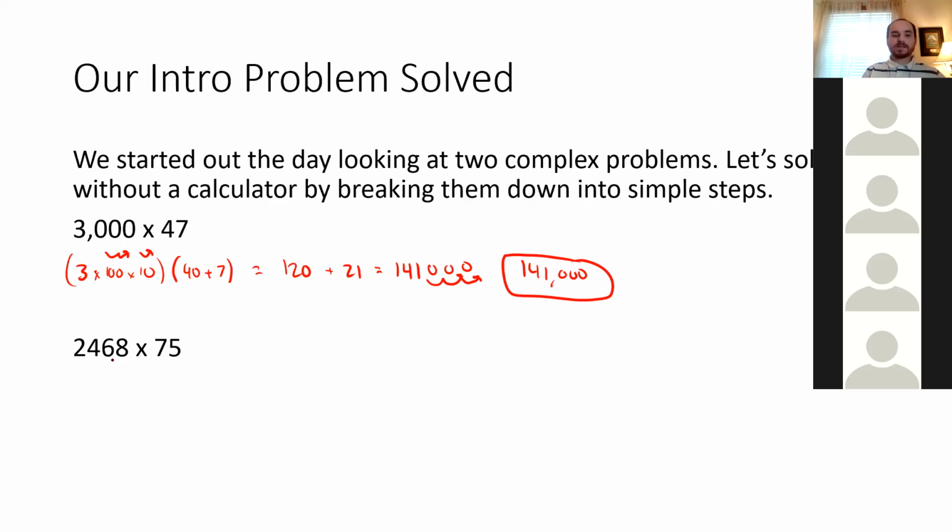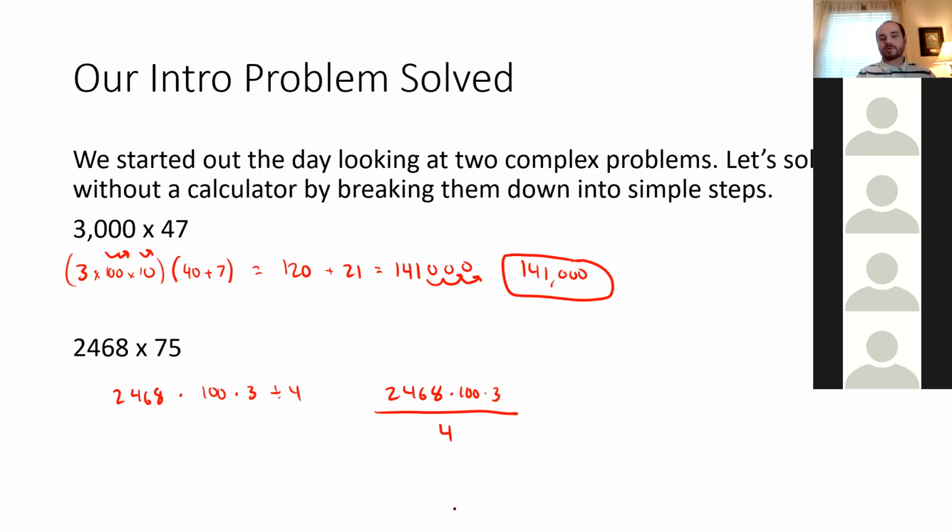Now this last one, we're not going to worry about breaking down 2,468, but we are going to worry about breaking down 75. What did we just say 75 was as a fraction of 100? 3/4. So what we basically have is times 100 times 3 divided by 4. So we can break this down into 2,468 times 100 times 3 all over 4.